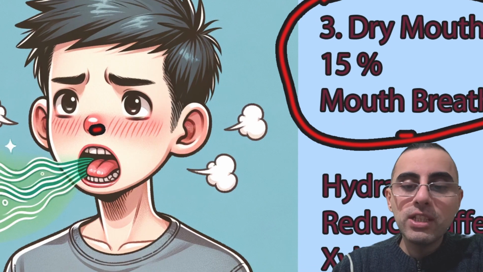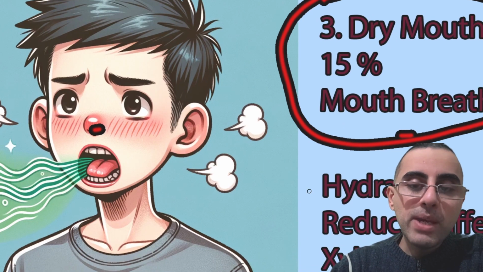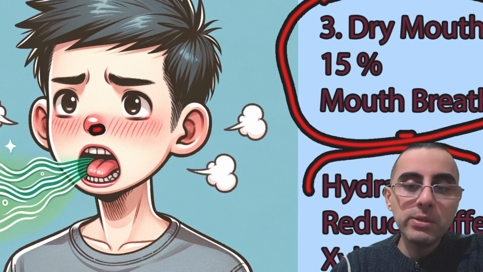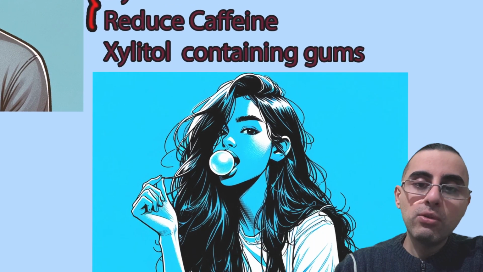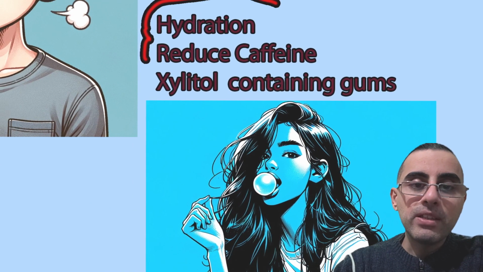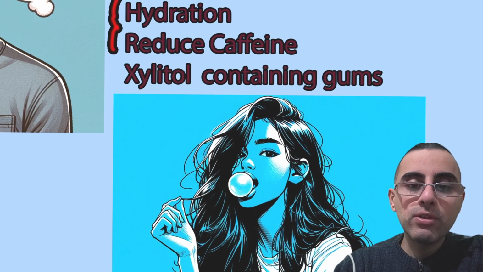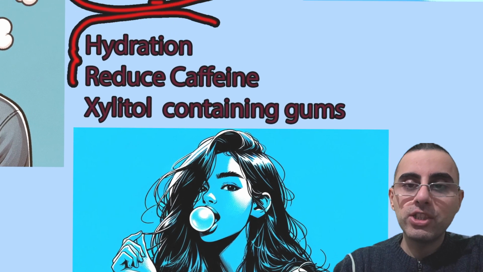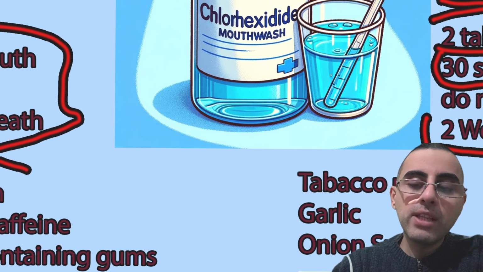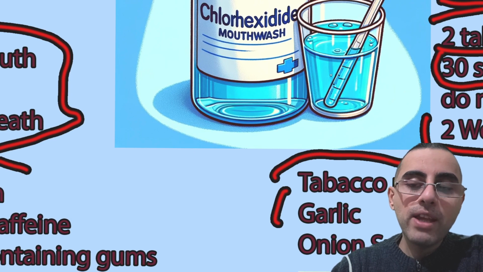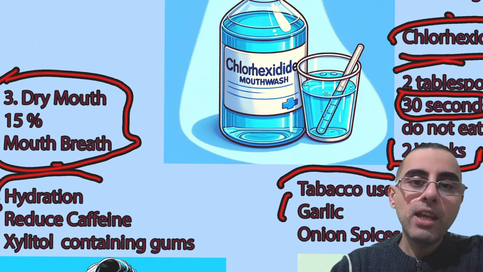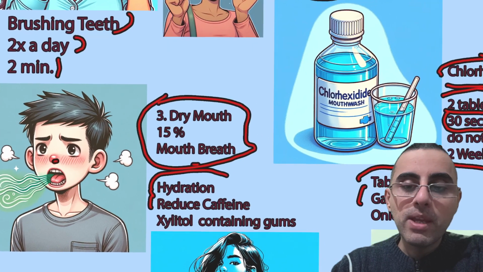So hydration is important. The best way of hydration is drinking water. Reducing caffeine is important because caffeine and alcohol can cause dehydration, and xylitol containing chewing gums are also important because they have antibacterial action and also stimulate saliva production. Also, tobacco usage can cause bad breath, as can garlic, onion and some spices. So different types of foods also cause bad breath.